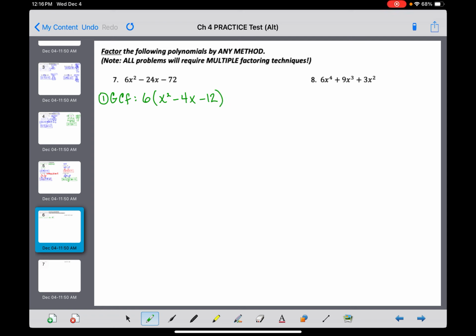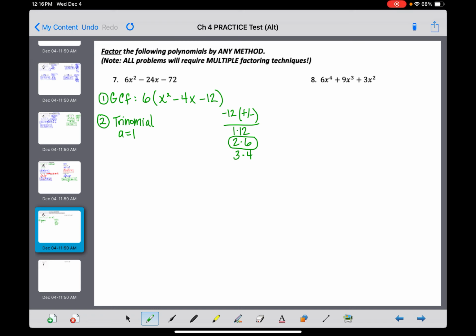Okay, so now I need to factor x squared minus 4x minus 12. So I've got a trinomial for my step 2, but a is 1. So I do not have to split the middle or slide and divide. I just have to find the pair that multiplies to make negative 12, so I know it will be a plus minus pair. I've got 1 and 12, 2 and 6, or 3 and 4. And I want them to add to make a negative 4 in the middle. So I'm going to get that from the 2 and the 6, because those are 4 numbers apart.